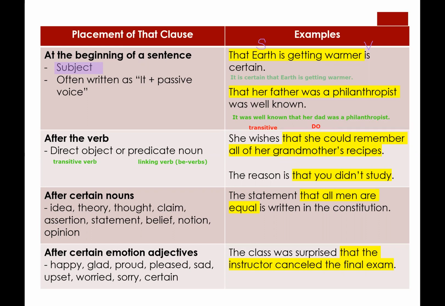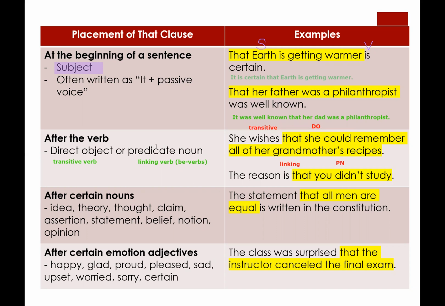Okay, and in the second example, the reason is, so is is our be verb, linking verb. So that you didn't study is our predicate noun. It's the same sentence structure as I am a teacher, you are a student. Subject, linking verb, followed by predicate noun.